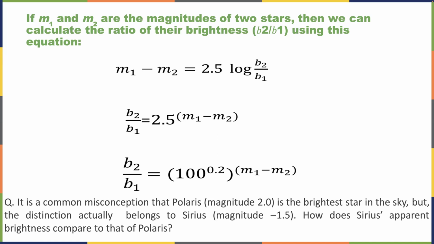But this distinction actually belongs to Sirius, and Sirius has a magnitude of minus 1.5. The question is, how does Sirius's apparent brightness compare to that of Polaris? So you need to find the brightness ratio of these two stars.